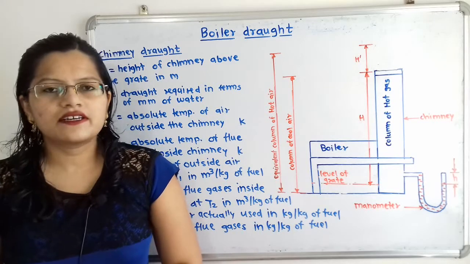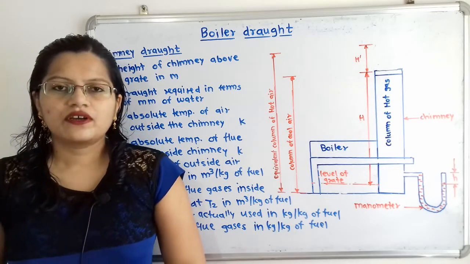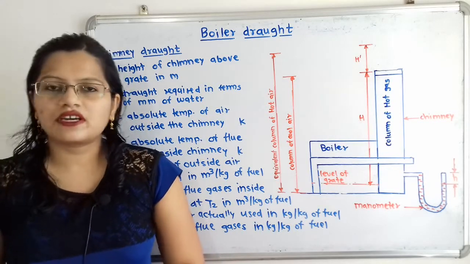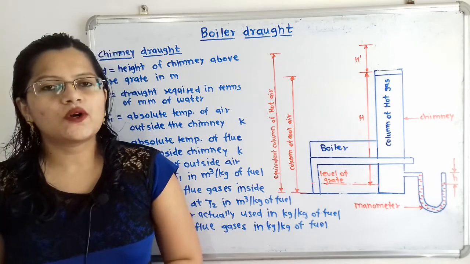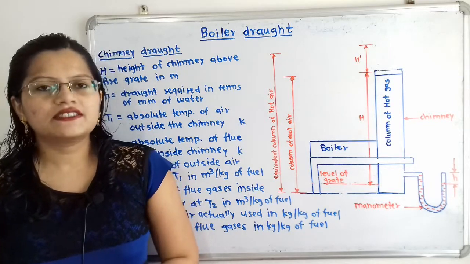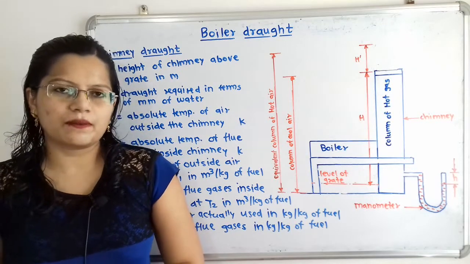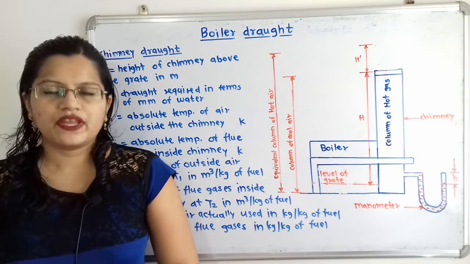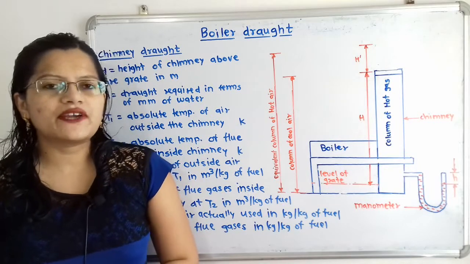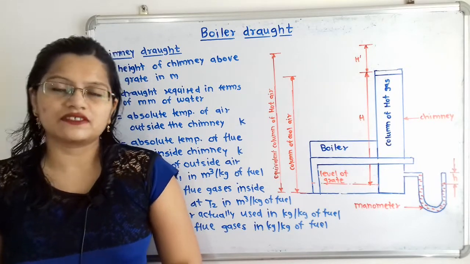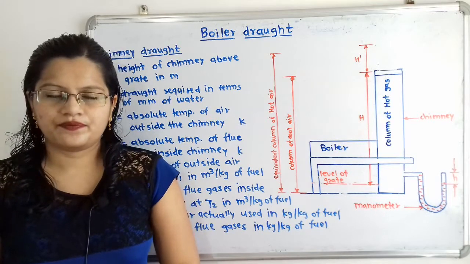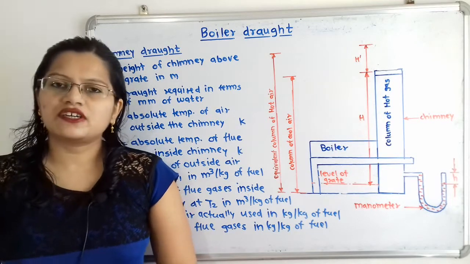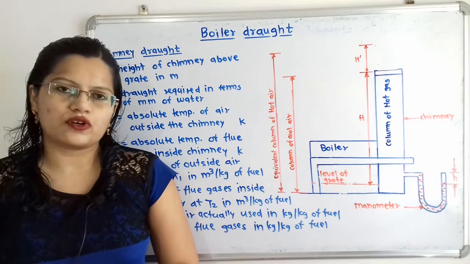Let us first understand what is draught. Fresh air required for combustion will enter in the combustion chamber only when hot gases will be exhausted from the combustion chamber in the boiler. And this is possible only when the pressure difference is maintained above and below the fire grate. And this pressure difference is known as draught.